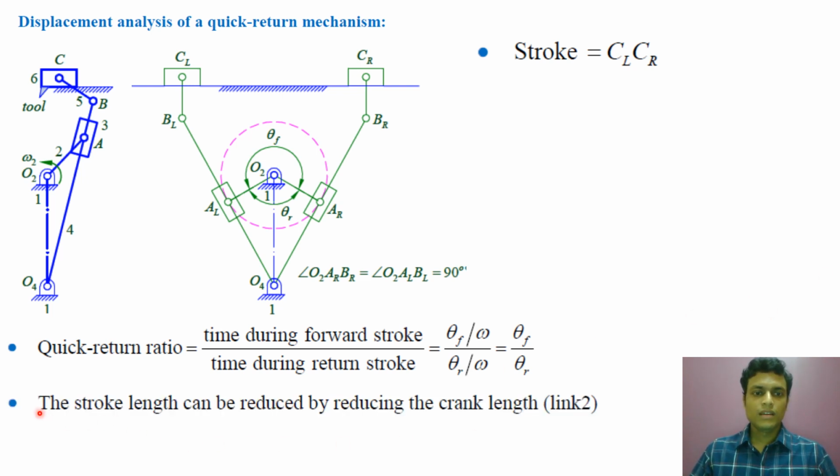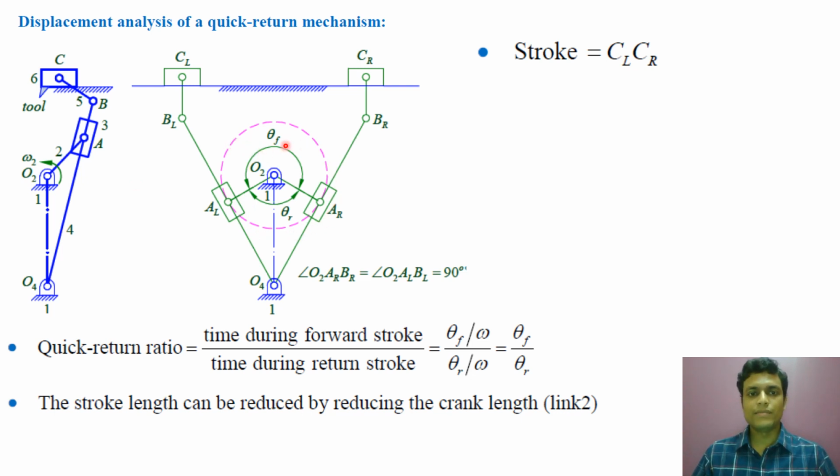Now if we want to reduce the stroke length, what do we have to do? We have to reduce the crank length. If we reduce the crank length, then the radius of this circle will be reduced, and these two links BL and BR will come towards the center O2, and the corresponding movement of CL and CR, they will come to the center, and the stroke will be reduced. So the stroke can be reduced by reducing the radius of the crank.